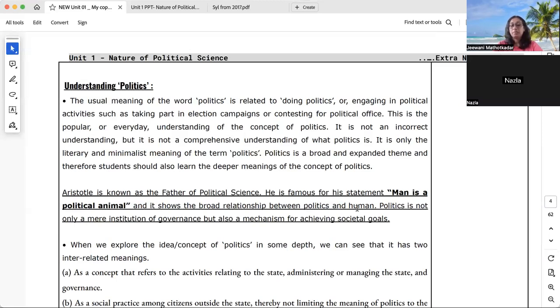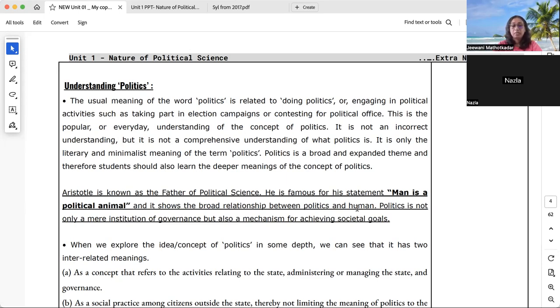So it shows the broad relationship between politics and human. Politics is not only a mere institution of governance, but also a mechanism for achieving societal goals. So it's not just an institution of governance, it's a mechanism for achieving societal goals. Did you understand? Yes, ma'am.